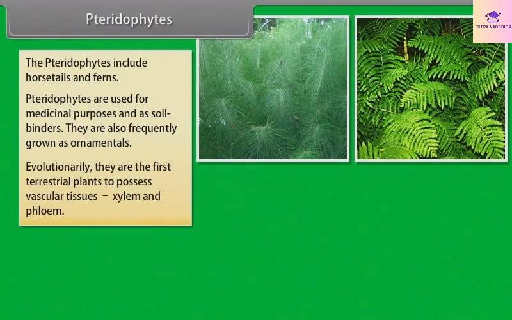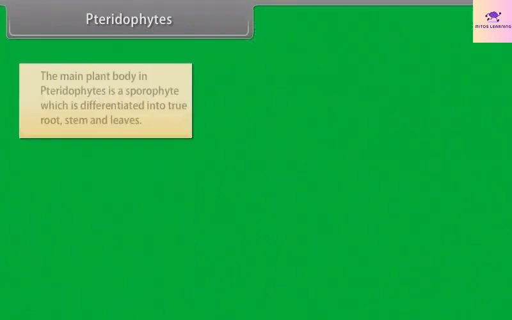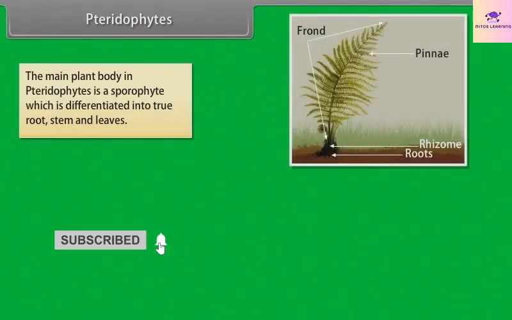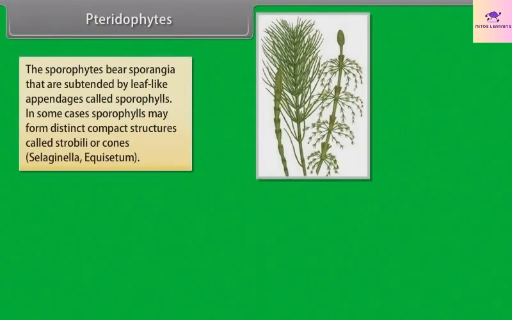Evolutionarily, they are the first terrestrial plants to possess vascular tissues, xylem and phloem. The pteridophytes are usually found in cool, damp, shady places, though some may flourish well in sandy soil conditions. The main plant body in Pteridophytes is a sporophyte, which is differentiated into true root, stem, and leaves. Sporophytes possess well-differentiated vascular tissues. The leaves in Pteridophytes are small, microphylls, as in Selaginella, or large macrophylls, as in ferns. The sporophytes bear sporangia that are subtended by leaf-like appendages called sporophylls. In some cases, sporophylls may form distinct compact structures called strobili or cones, as in Selaginella and Equisetum.